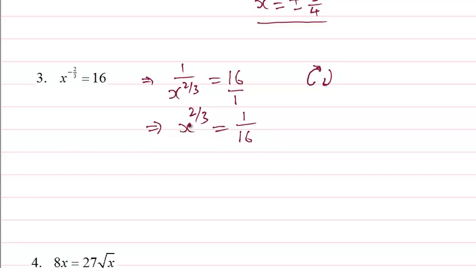Now, because x is raised to the power 2/3, we have to do the opposite. Which means x equal to 1 over 16, and this fraction is the other way around. So here we get 3 over 2. The 2 here means take the square root, then cube it.